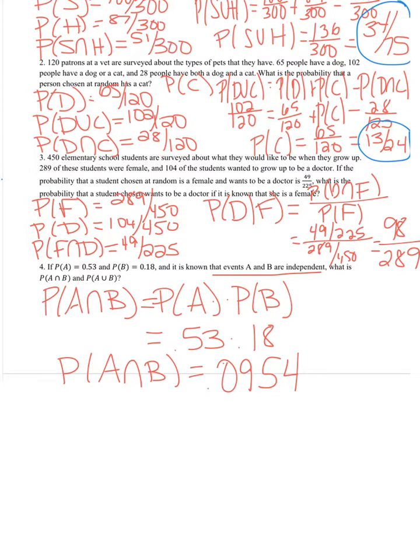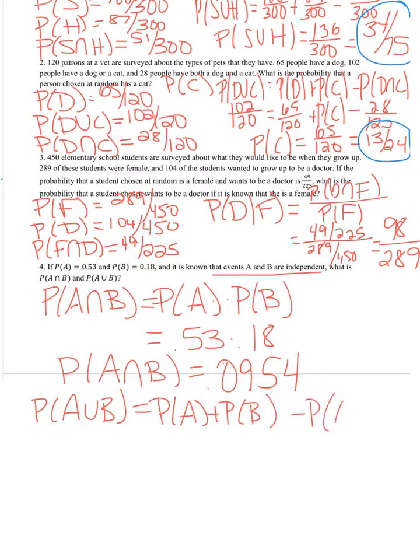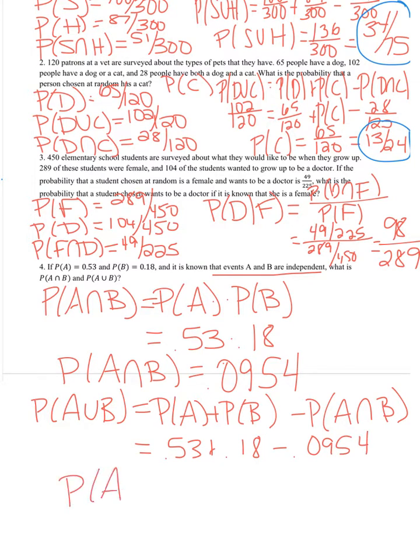So then I can use this now to figure out what the probability is of the OR, because I have that long equation. That long equation, again, is the probability of the union. So the probability of A or B is equal to the probability of A plus the probability of B minus the probability of A and B. So here, this is 0.53 plus 0.18 minus 0.0954. So I get the probability of A or B is equal to 0.6146.